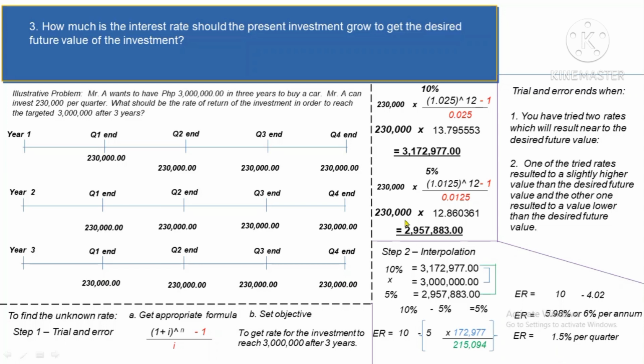Sir, what if we choose other trial rates? Like for example, instead of using the 10% and the 5%, we are going to use 8% and 4% here. So will we arrive at the similar answer? Of course, if you follow the steps. So you can try it if you want to.